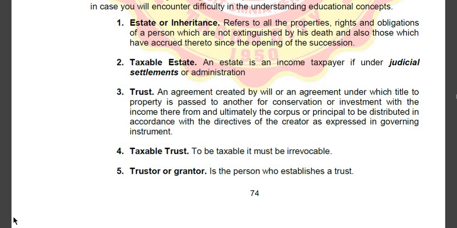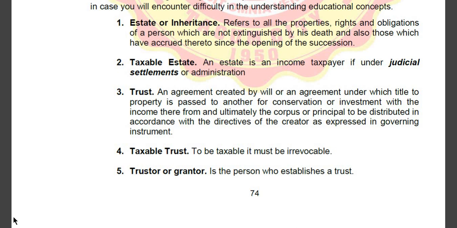Now, before we dig in as to how estates are being taxed, let's first know when an estate should be taxed. So, an estate is an income taxpayer if under judicial settlement or administration. So, we have two types of settling estate. First, you have judicial and you have the extrajudicial.